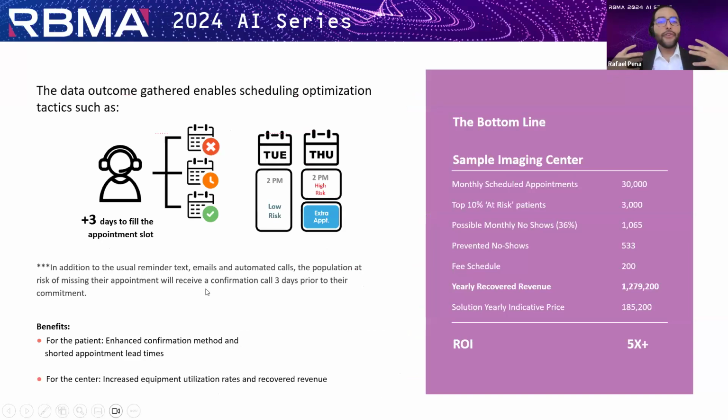So after you have identified which patients are more likely to not show up to their appointments, which is the first step, and this is what you use the algorithm for, or any other technique that you would like to implement, there are several ways you can tackle that issue from your imaging center on an operational perspective.